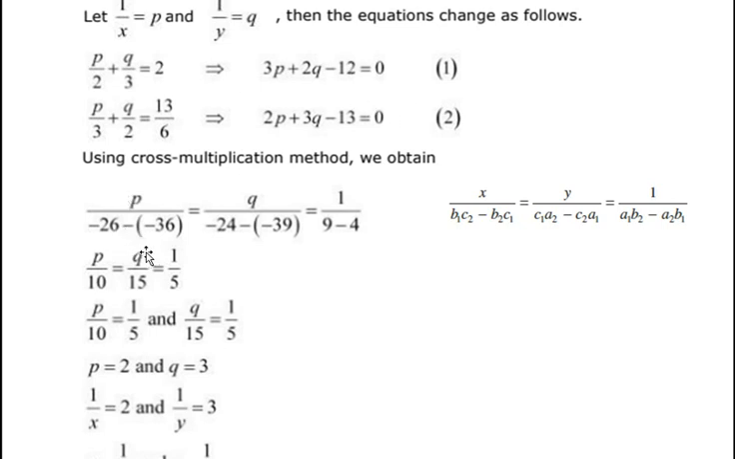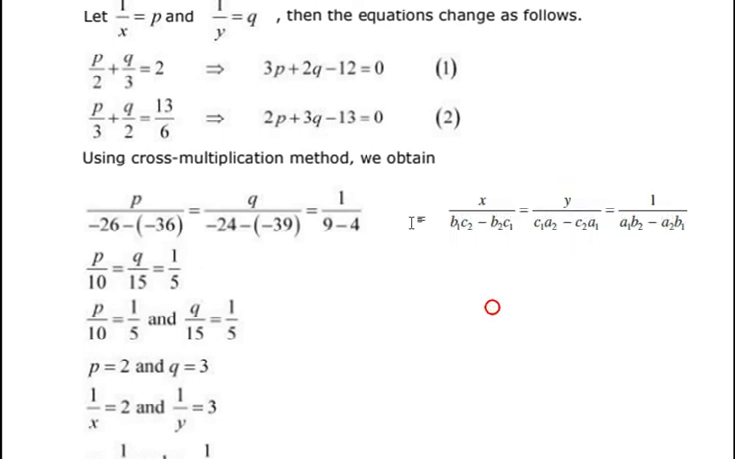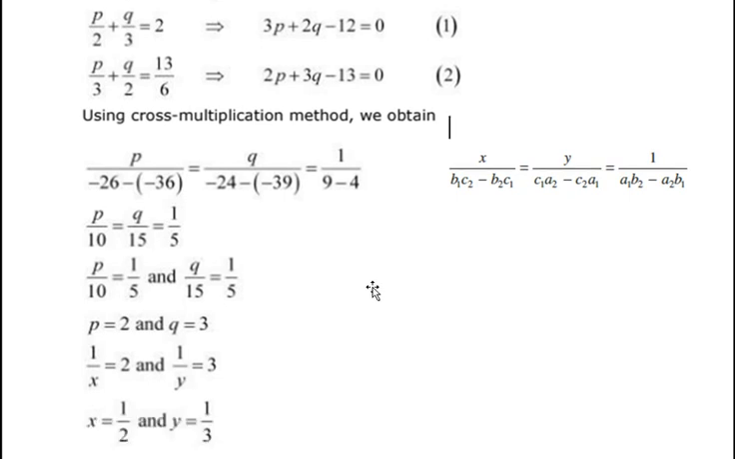Simply a1, b1, c1, a2, b2, c2, all the values. You can see this cross multiplication method I have given here. Now by putting all the values, you are getting p by 10 equals q by 15 equals 1 by 5. Now comparing p by 10 with 1 by 5, p equals 2, and here also by cross multiplying, q equals 3.